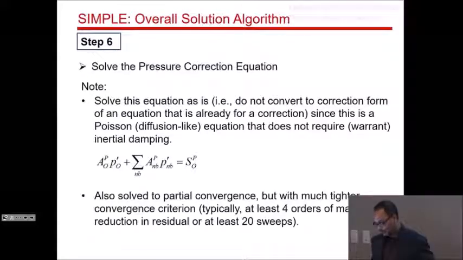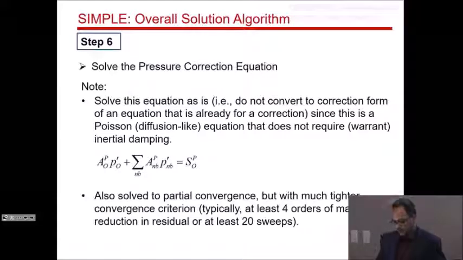Now, I have a couple of notes here. Solve this equation as is, i.e. do not convert to correction form an equation that is already for a correction, since this is a Poisson or diffusion-like equation and does not require inertial damping.